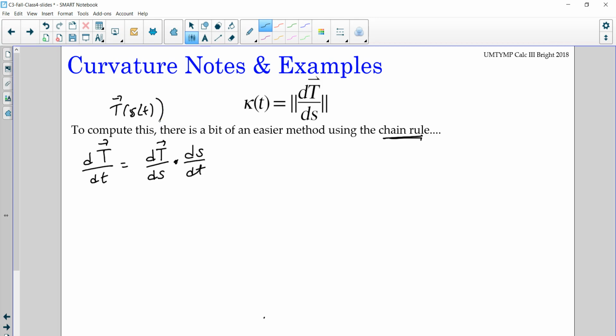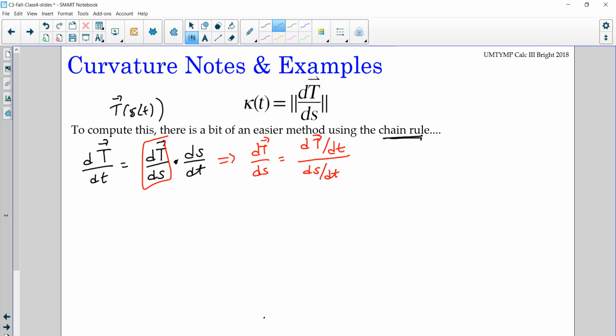And so if I want to find an expression for the derivative of the unit tangent vector with respect to arc length, then I just have to isolate this, and wha-bam, I get the derivative of the unit tangent vector with respect to arc length is the derivative of the unit tangent vector with respect to time, divided by the derivative of the arc length function per unit of time.